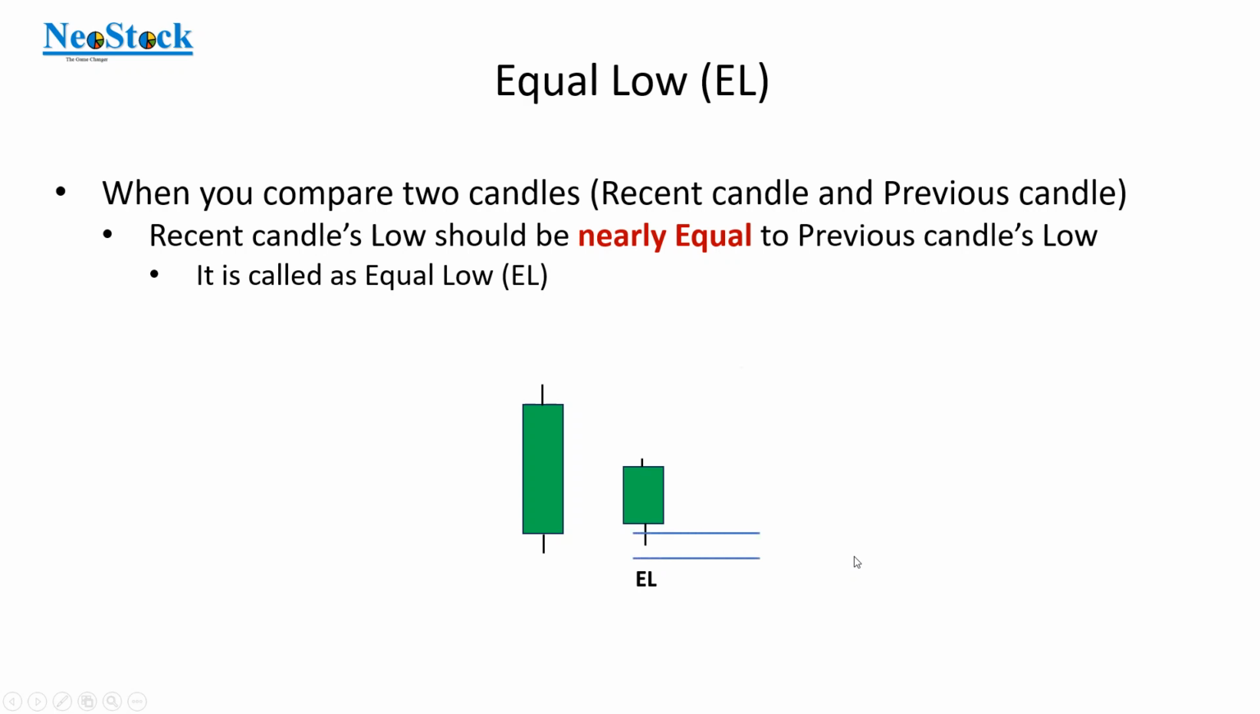Similarly, compare this candle and the next candle. Both these candles' lows are within this allowed area, the lenience we have given, that is the buffer. So both these candles have an equal low. So let us use such concepts for identifying the trends.